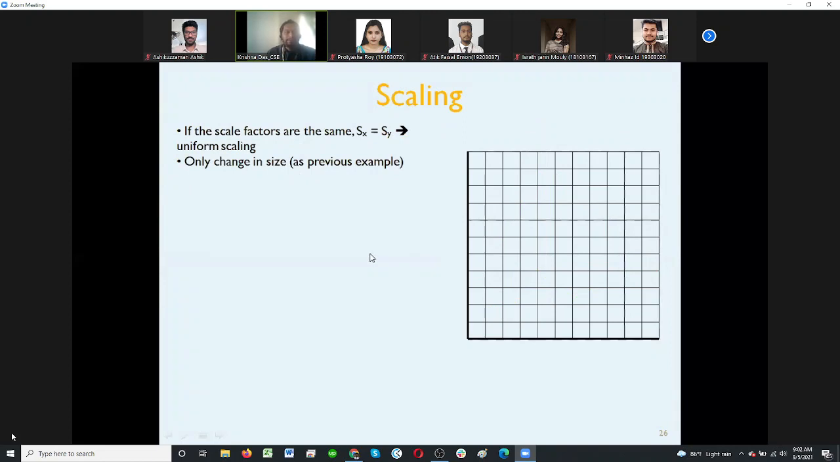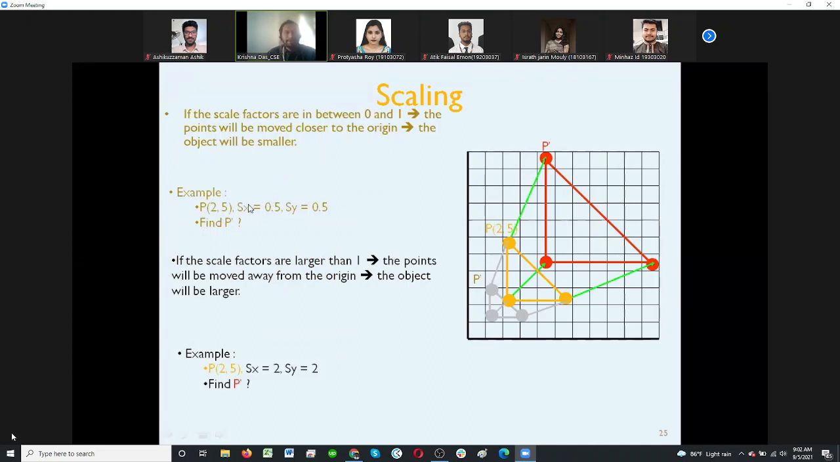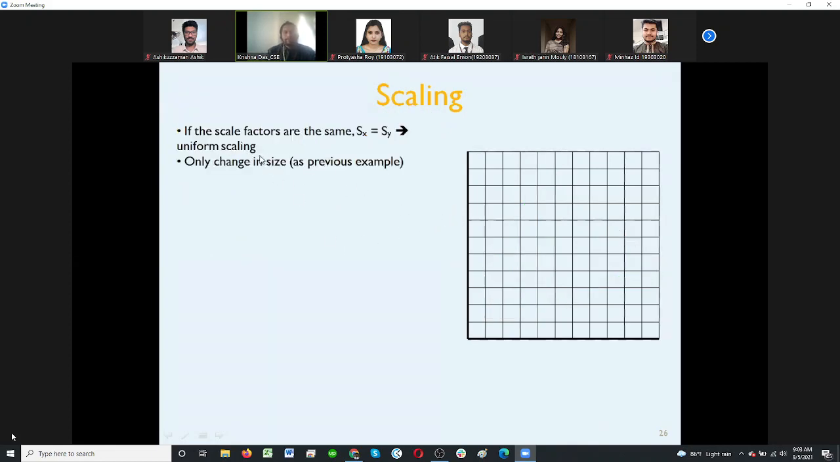Now, if the scaling factors are equal, as in the previous example you have seen, where both scaling factors, s of x and s of y, are equal, whether you are doing reduction or magnification, that is uniform scaling, or homogeneous scaling. Now, if the scaling factors are different, say s of x is 2 and s of y is 5, then it is differential scaling. And this is a very powerful one.